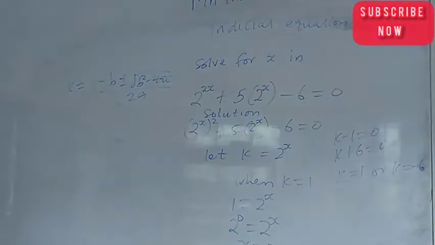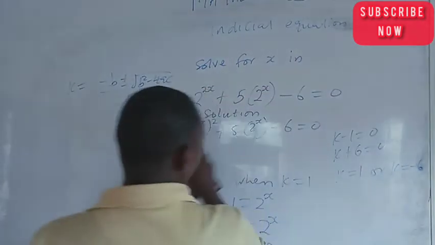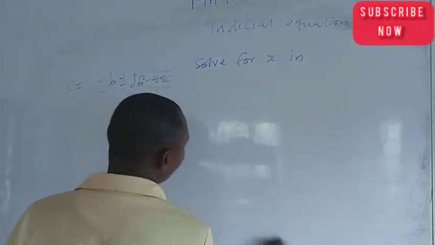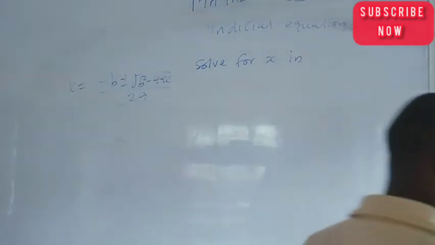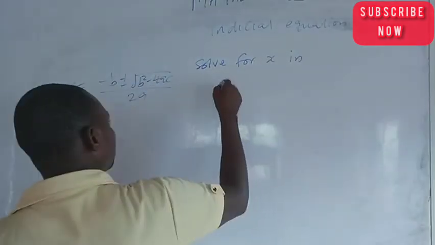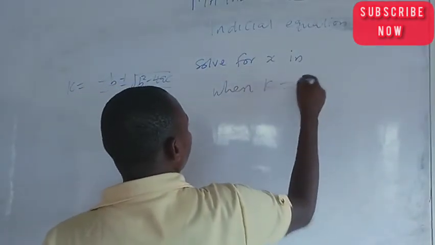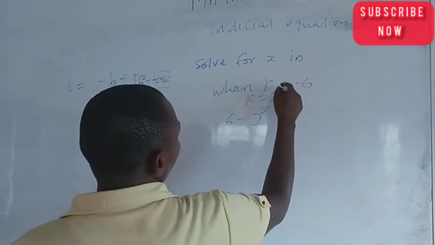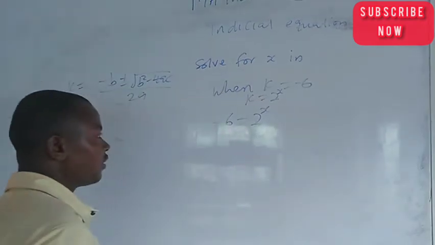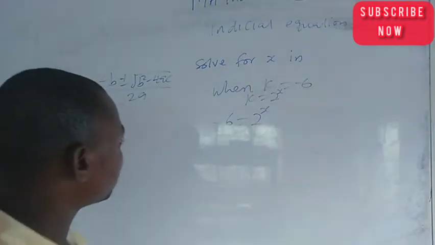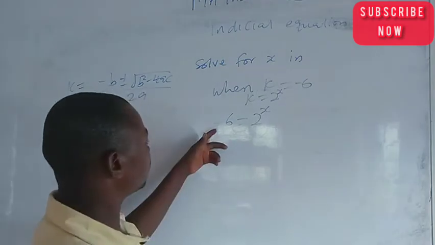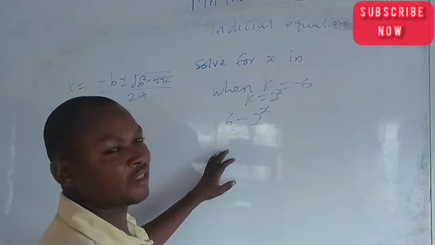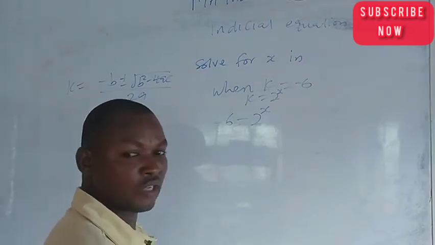The next thing is when k equals minus 6. Please listen attentively and see how we handle it. So we have minus 6 equals 2 raised to s, because k is equal to 2 raised to s. In this kind of situation, there's nothing we can raise 2 to so that we can get 6. Nothing. But the easiest way of handling it is by taking logarithm of both sides.